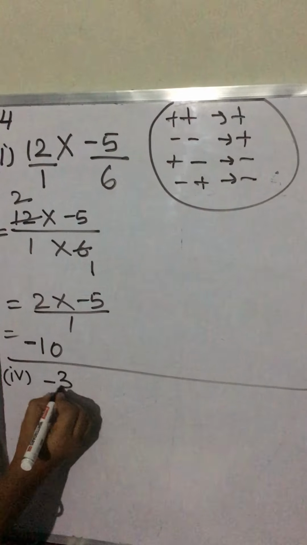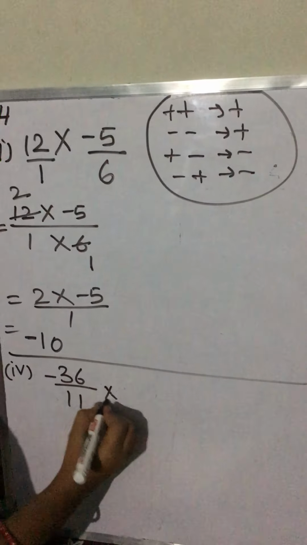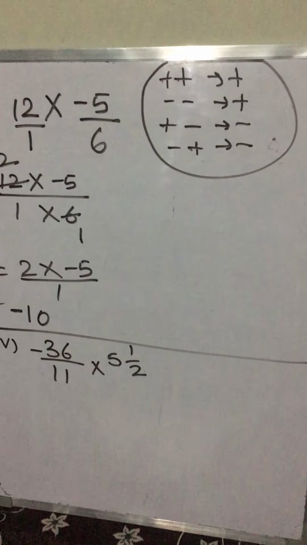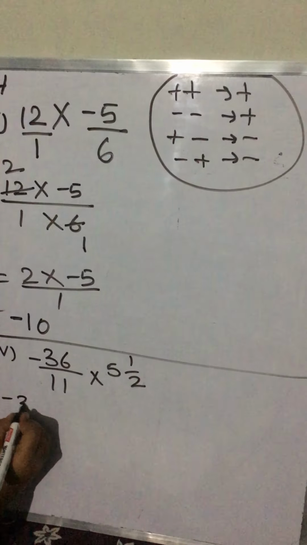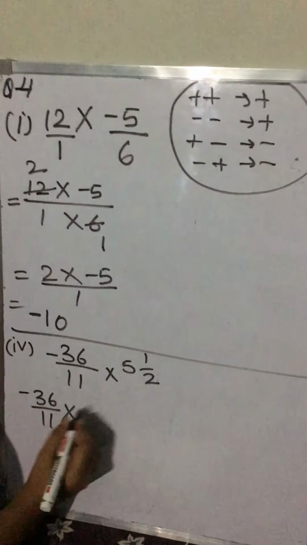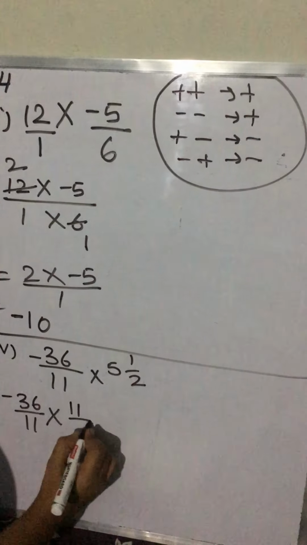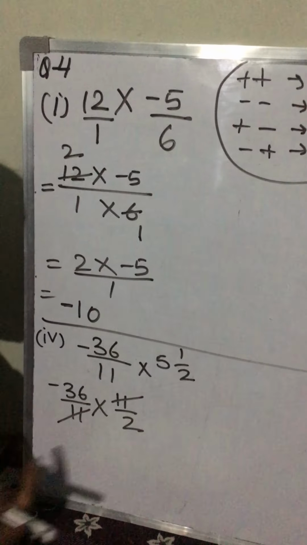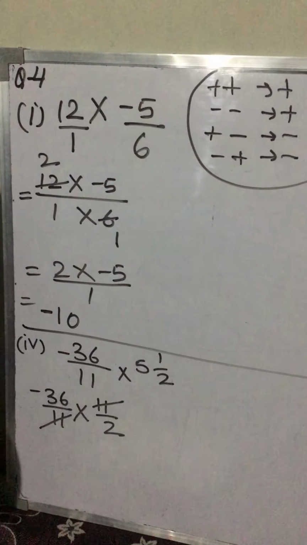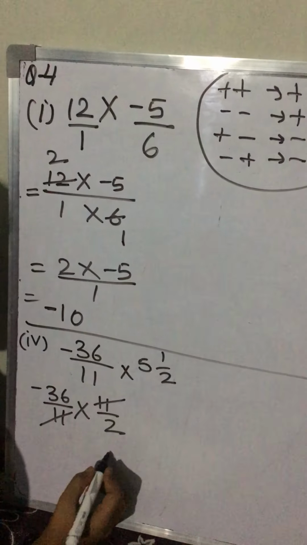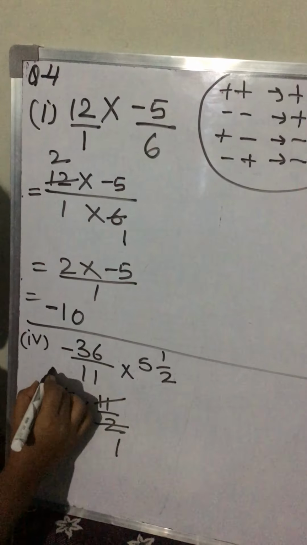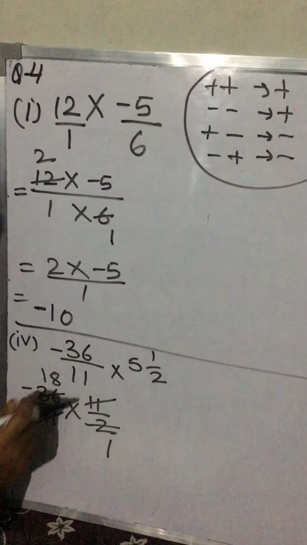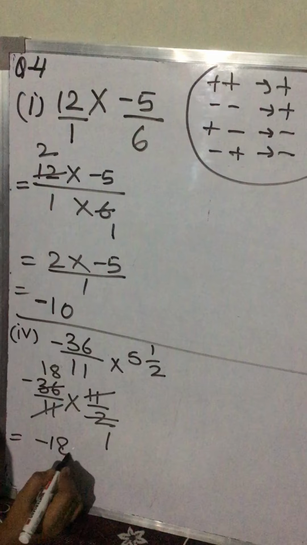Fourth part, minus 36 by 11 into 5 1 by 2. First of all, it is a mixed fraction, convert it to an improper fraction. Minus 36 by 11 into 5 2s are 10, 10 plus 1, 11 by 2. Now you can easily cut 11 by 11. 36 and 2 can be simplified. 2 1 is 2, 2 18s are 36. That means everywhere it is 1, only this 18 is left with the minus sign. So the answer is minus 18.